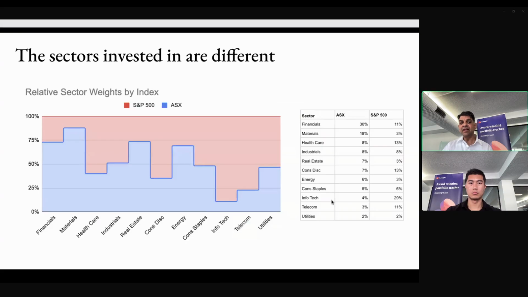And the sectors invested in are different as well between the markets. So as you can see, the ASX has a very heavy weightage towards the financials and materials, basically mining, whereas the S&P has a very high weightage towards tech, followed by healthcare as well. So those are some of the larger sectors. So you can see there that by diversifying just between these two markets, you're able to access various sectors of companies as well.